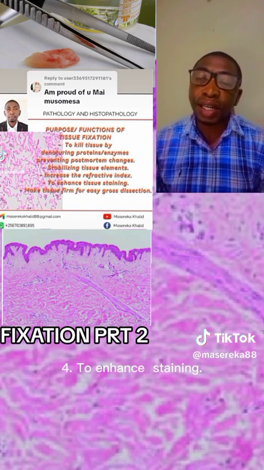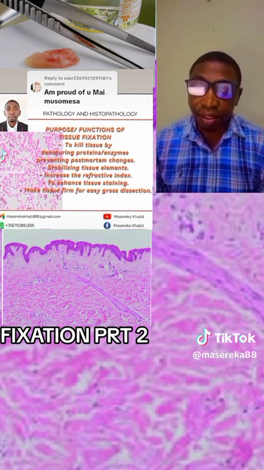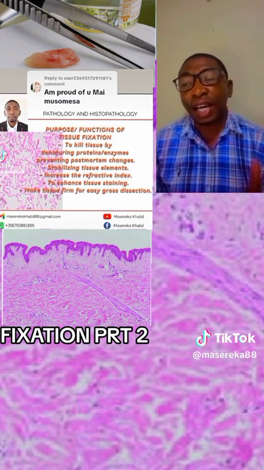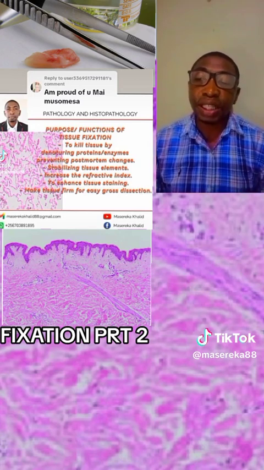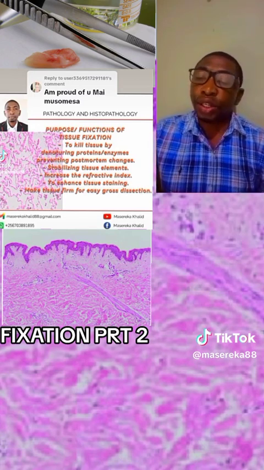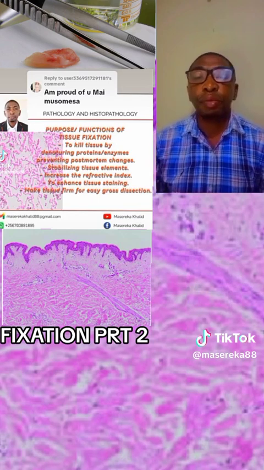Number 4, to enhance staining. Most staining is enhanced by fixation, and frequently tissues that have not been fixed well usually stain poorly.